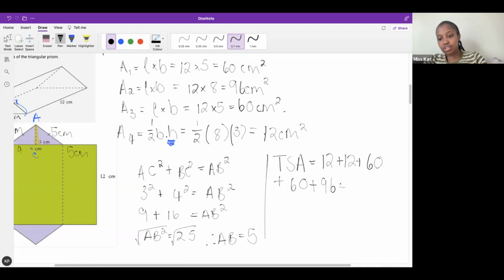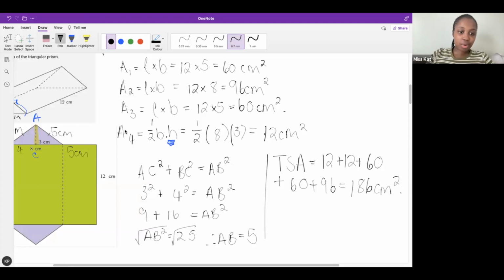Let's hear our calculated boffins. How much is 12 plus 12 plus 60 plus 60 plus 96? Yes, that's right, Tando. I just decided to add it twice. So you're either adding 24 or you add 12 twice. It is 186 centimeters squared. Okay. For a moment, I was like, wait, is it 180 or 186?